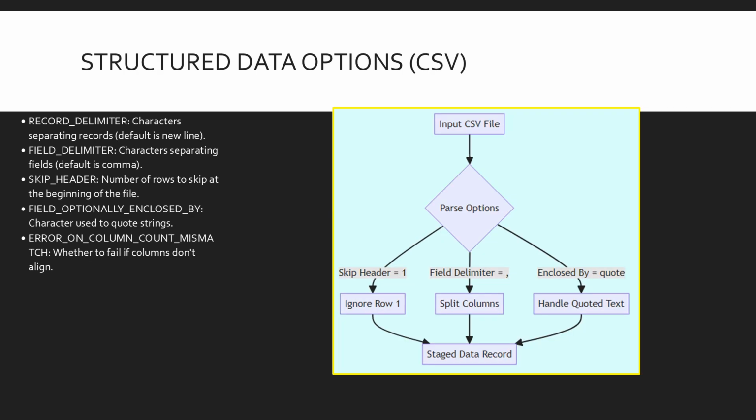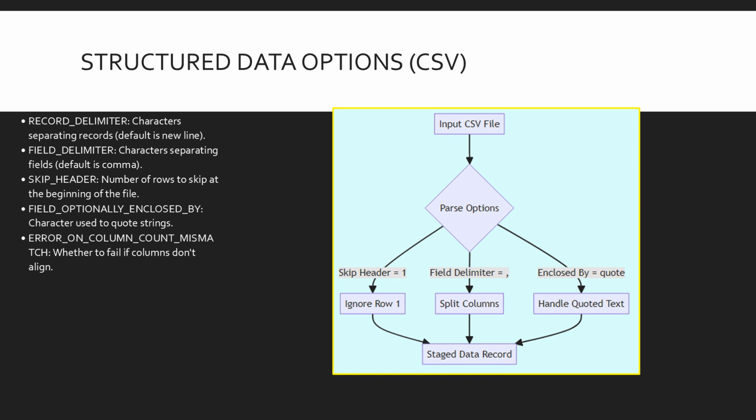When working with structured CSV data, precise configuration is key. You must specify the record delimiter to tell Snowflake where a row ends, and the field delimiter to separate columns. A very common requirement is using skip header, which allows you to ignore the first few rows containing column names. Also, if your data contains commas within the text, you will need the field optionally enclosed by option to handle quoted strings correctly. Finally, the error on column count mismatch option determines if the load should fail when the file structure doesn't perfectly match the target table.